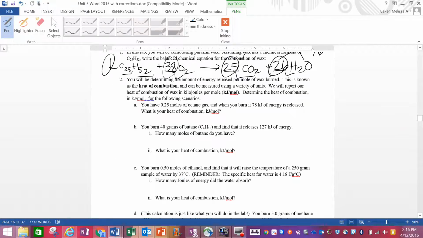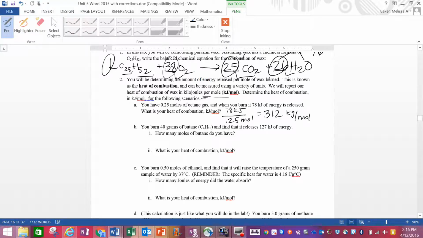All right, next one. It says you're going to be determining how much energy per mole of wax burned. And it says, what about these scenarios? Calculate the kilojoules per mole. Whenever you see the word per, think divide. So for the first one, 78 kilojoules per 0.25 moles. What is that in kilojoules per 1 mole? It's 312. I just divided that in my calculator.